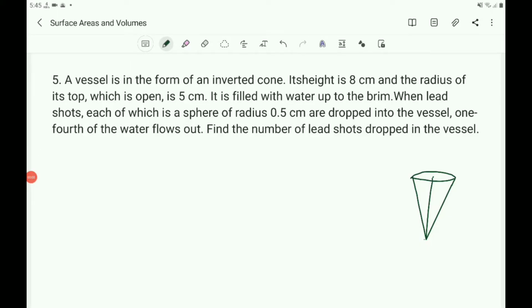Dear children, let us continue the chapter Surface Areas and Volume. Now let us continue the second exercise of that chapter.